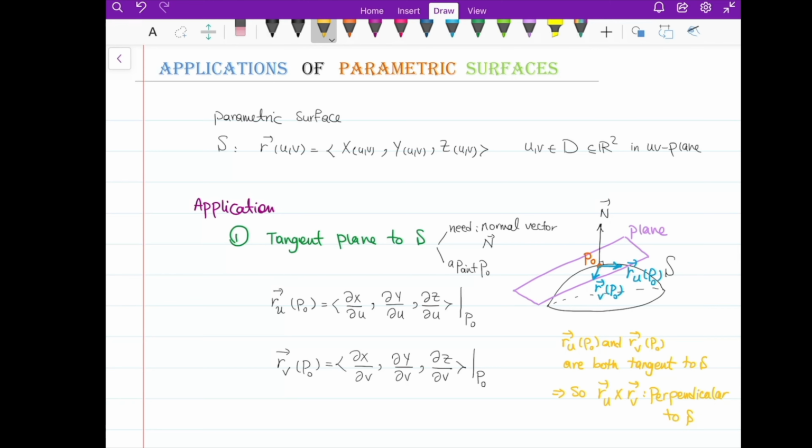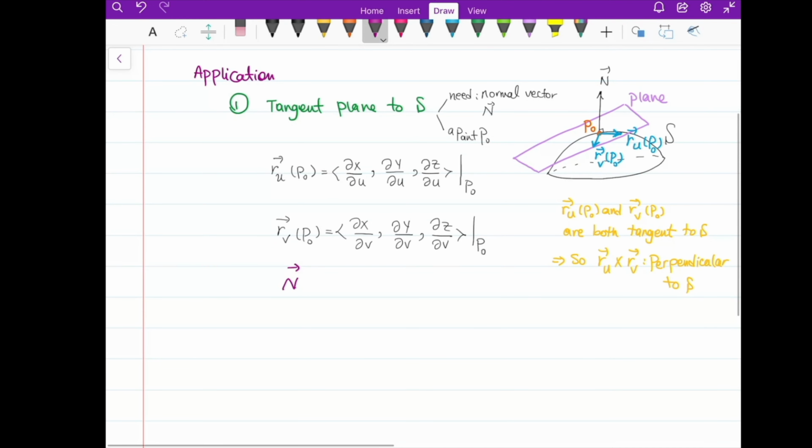Okay, so the normal vector n that I need in here, I can define as r_u and r_v, the cross product of these two at the point P0. Very good. So I found the normal vector that I was looking for. I'm given the point P0, so I can write the equation of the tangent plane. Okay, let's look at one example.